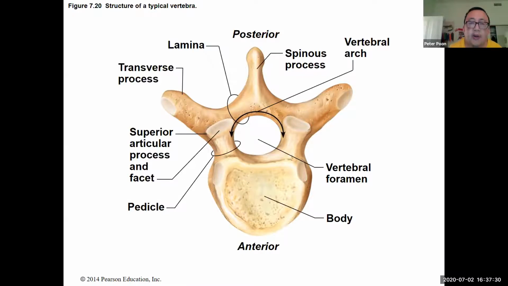This is a typical vertebrae. So let's go over the parts of a typical vertebrae because you definitely have to know these. Every vertebrae except one has a body. All the vertebrae have 2 foramen. One is right here, called the vertebral foramen. The vertebral foramen runs through every vertebrae, and it is where the spinal cord runs through.